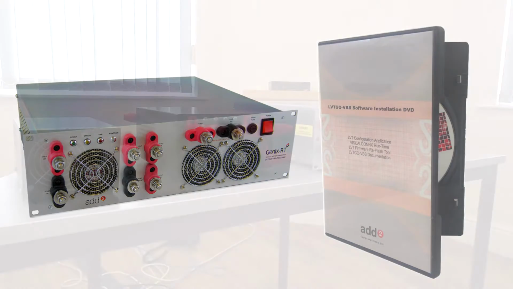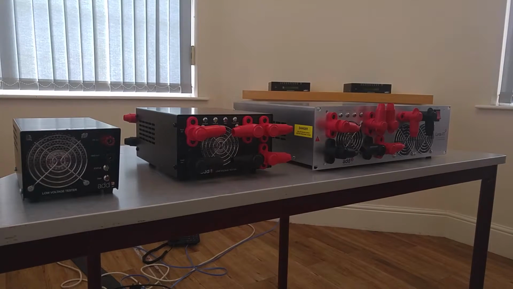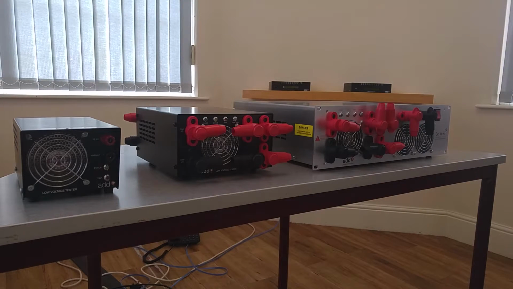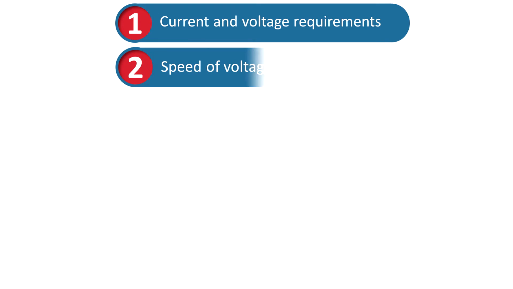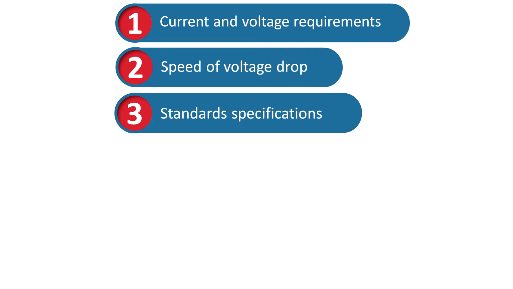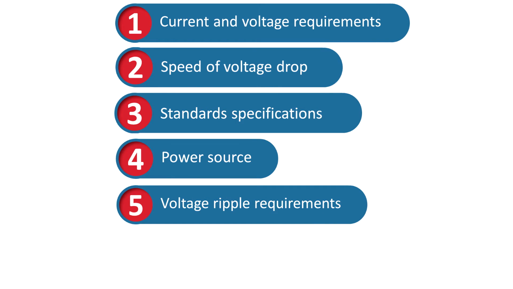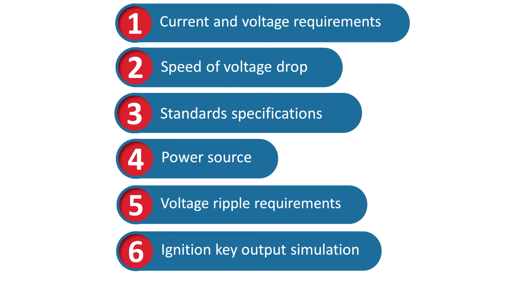So I mentioned how we can build the right LVTGO for you. As you can see, there are three form factors for the LVTGO hardware: small, mid-size, and large. However, the contents of each form factor type are not the same. The form factor of LVTGO hardware you'll receive is related only to the functionality you need from it. To find out what your requirements are, we'll ask a number of things. These include your current and voltage requirements, the speed of voltage drop you need, which standards you're testing to, if any, how you'd like your unit to be powered, if you'd like to introduce voltage ripple, and if you need to simulate ignition key outputs.